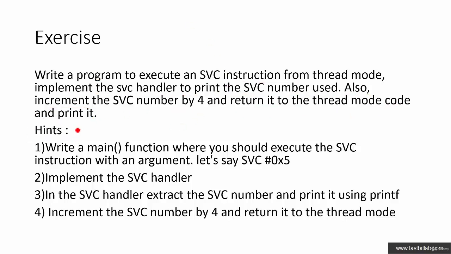Here I give a couple of hints. First of all, write a main function where you should execute the SVC instruction with an argument. Let's say SVC 0x5. You should do it using inline assembly code. After that, implement the SVC handler. In the SVC handler, extract the SVC number and print it using printf. And after that, increment the SVC number by 4 and return it to the thread mode. Try to do this, and I will cover this exercise in the next lecture.